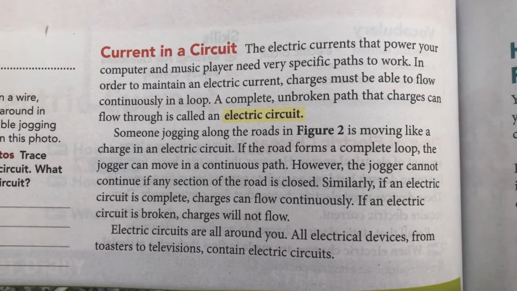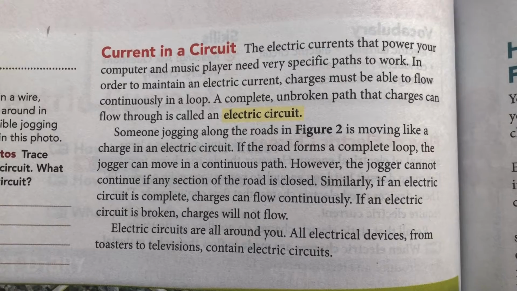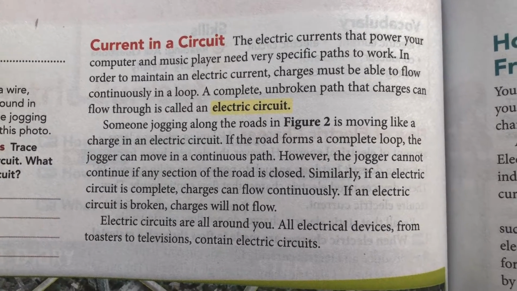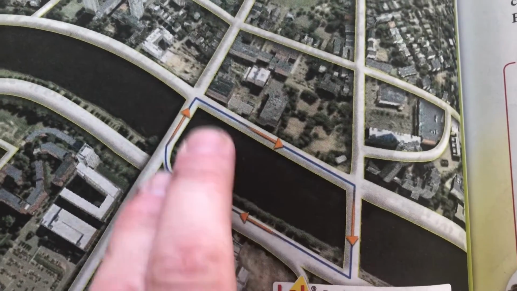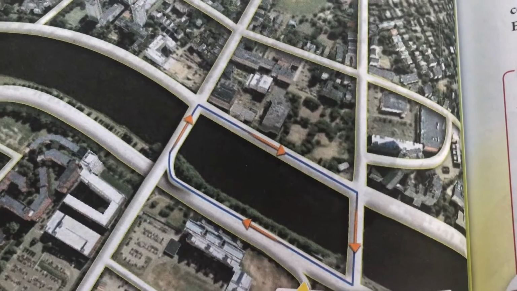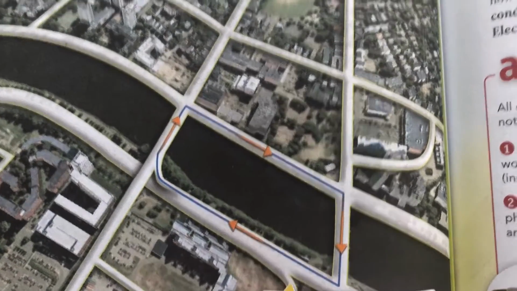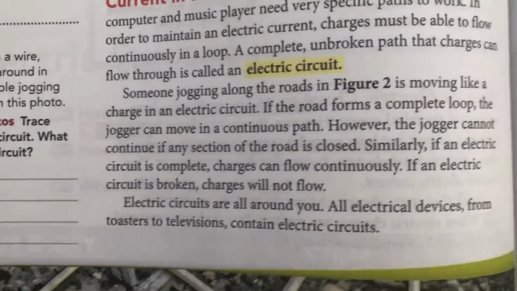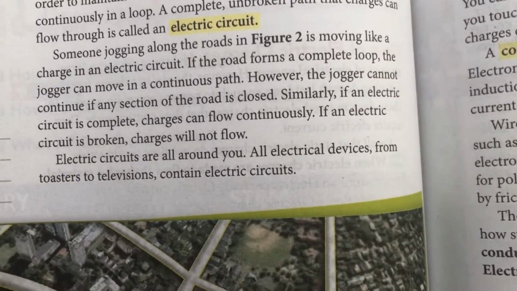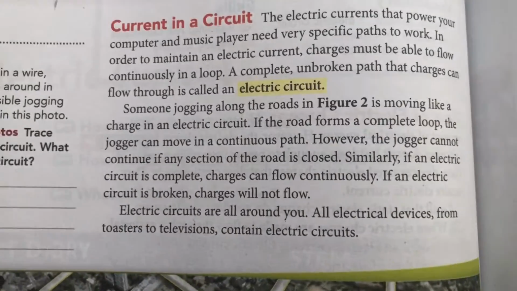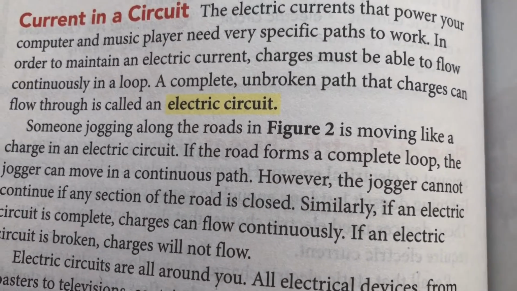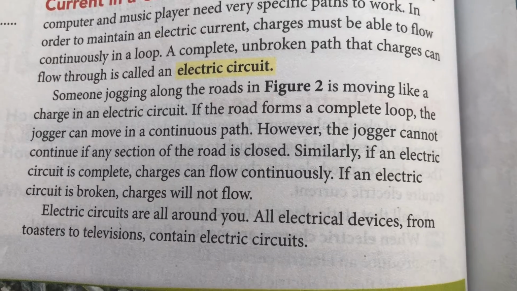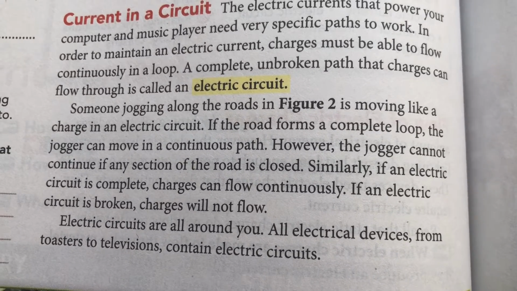Someone jogging the roads in figure 2 is moving like a charge in an electric current. That's this right here. It is a continuous path that is not broken. If a road forms a complete loop, the jogger can move in a continuous path. However, the jogger cannot continue if any section of the road is closed.